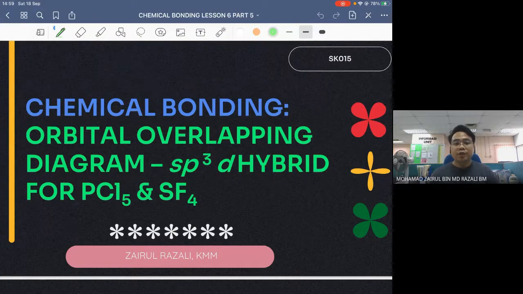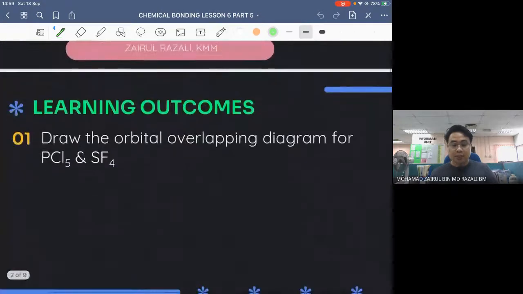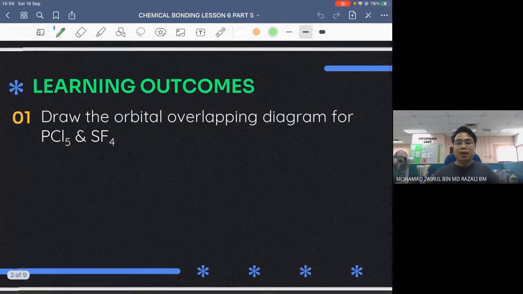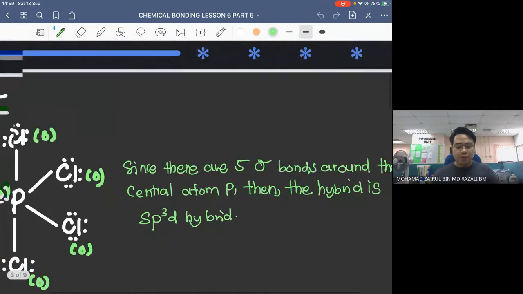Okay, hi everyone. So in this video, I'm going to show you how to draw the orbital overlapping diagram for sp³d hybrid by using PCl5 and also SF4 as example. By the end of this lesson, you should be able to draw the orbital overlapping diagram for the PCl5 and also SF4. So we're going to start with PCl5.